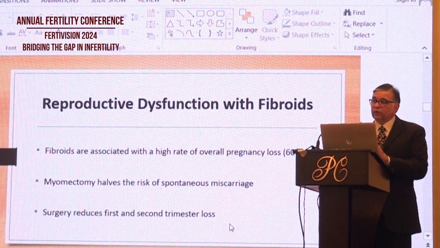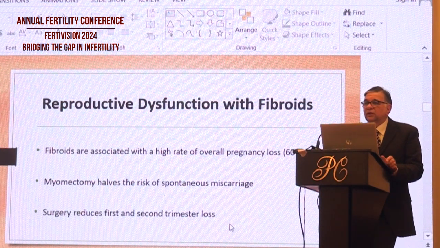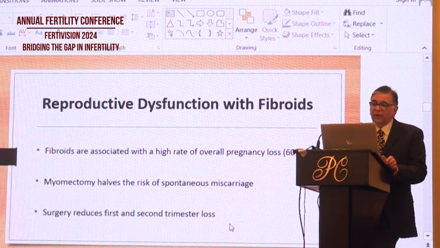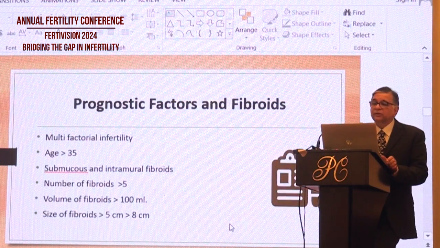With recurrent miscarriages, we do need to look out for fibroids, and we do notice that surgical management of these fibroids reduces pregnancy losses, especially the first and even the second trimester losses.